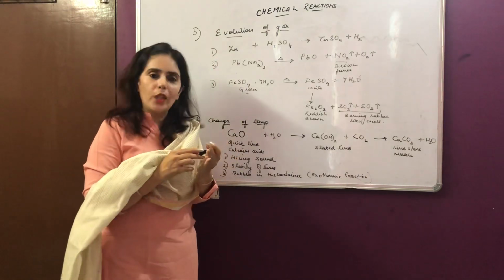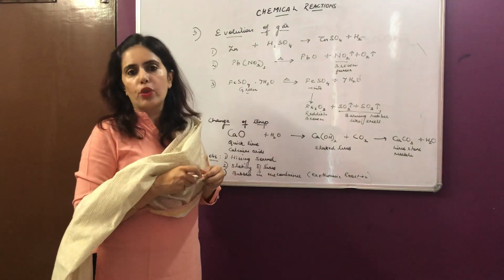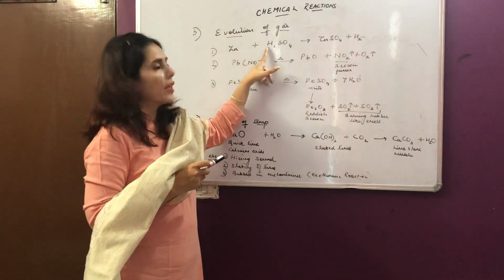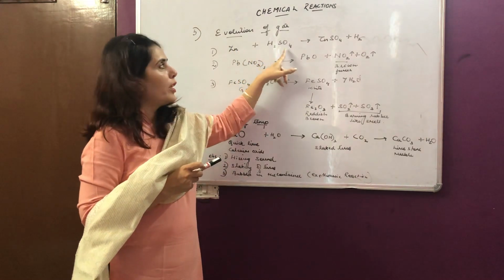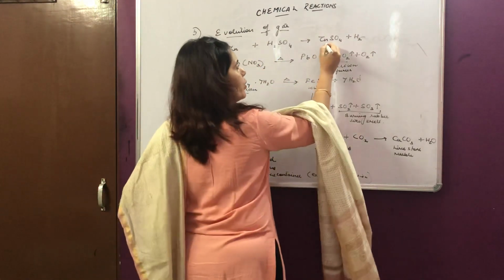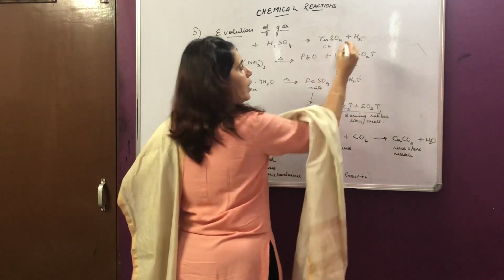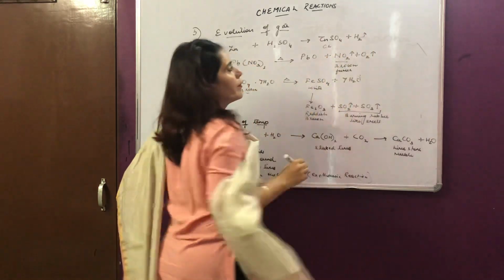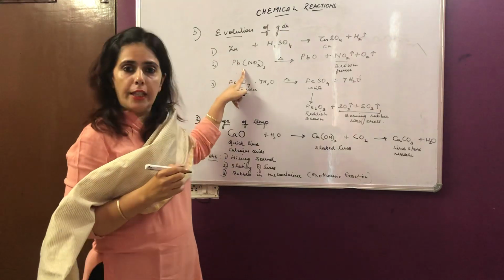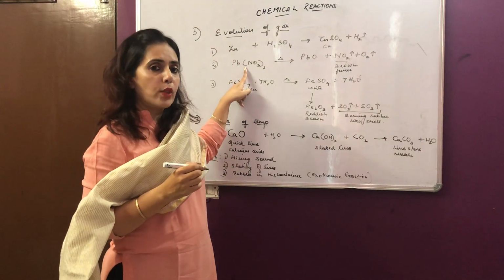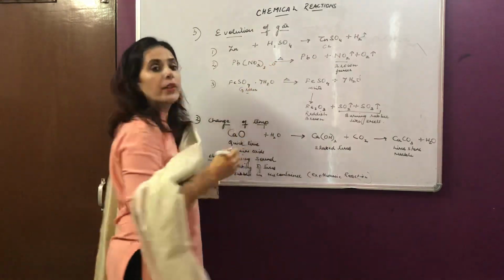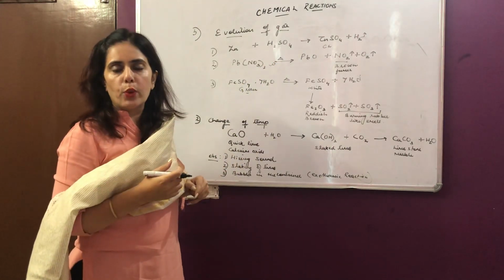We are going to do 3 examples for evolution of gas. The first one is whenever we pour zinc granules in dilute H2SO4 solution, what do we get? We get colorless solution of ZnSO4 and bubbles of hydrogen gas. If we heat a white crystalline salt, all the solid salts I told you are white crystalline, just like our common salt which we use in day-to-day life.